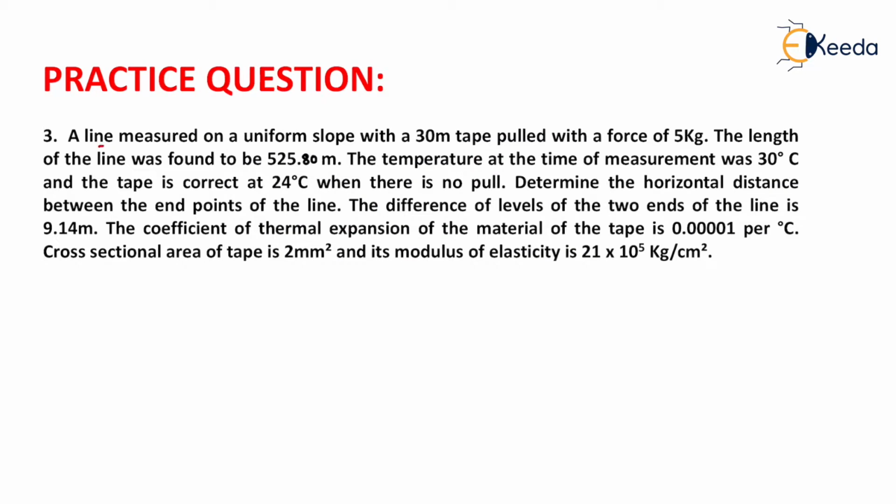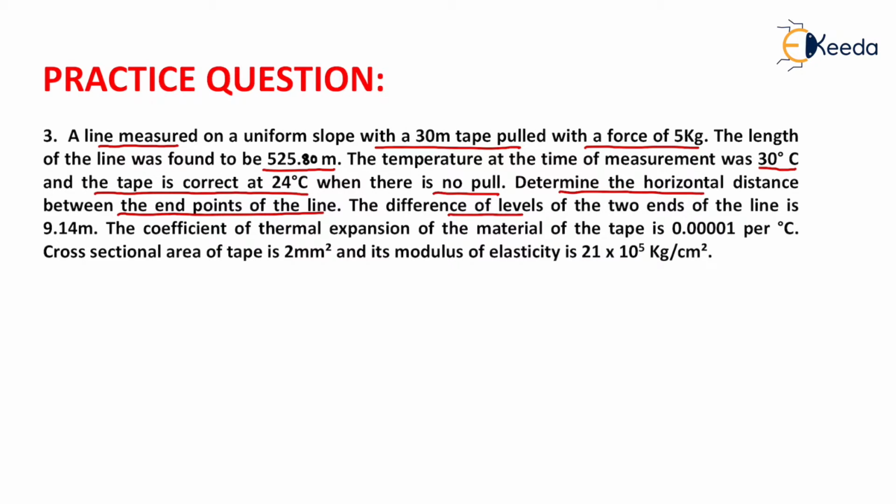Question is given as: a line measured on a uniform slope with a 30-meter tape pulled with a force of 5 kg. It is the value of P. The length of line was found to be 525.80. It is the value of capital L. The temperature at the time of measurement was 30 degrees Celsius, that is capital T, and the tape is correct at 24 degrees Celsius, that will be the value of T naught. When there is no pull, it means that the P naught value is 0. Determine the horizontal distance between the end points of the line.